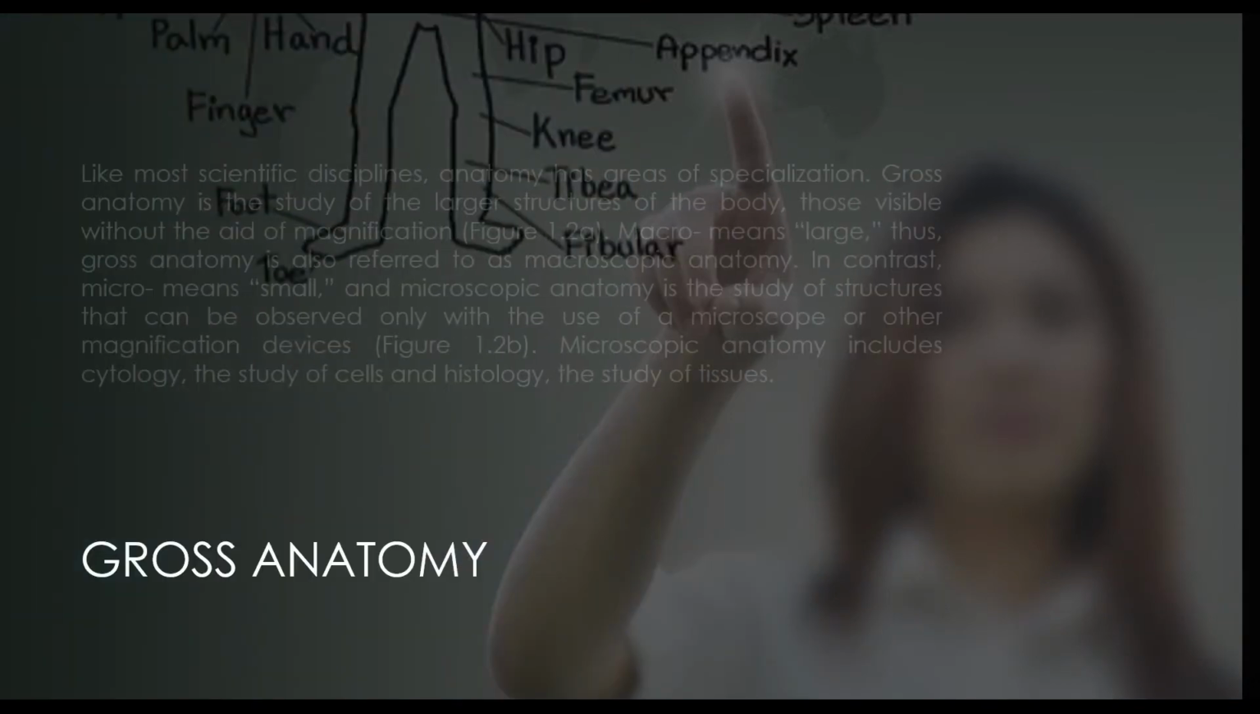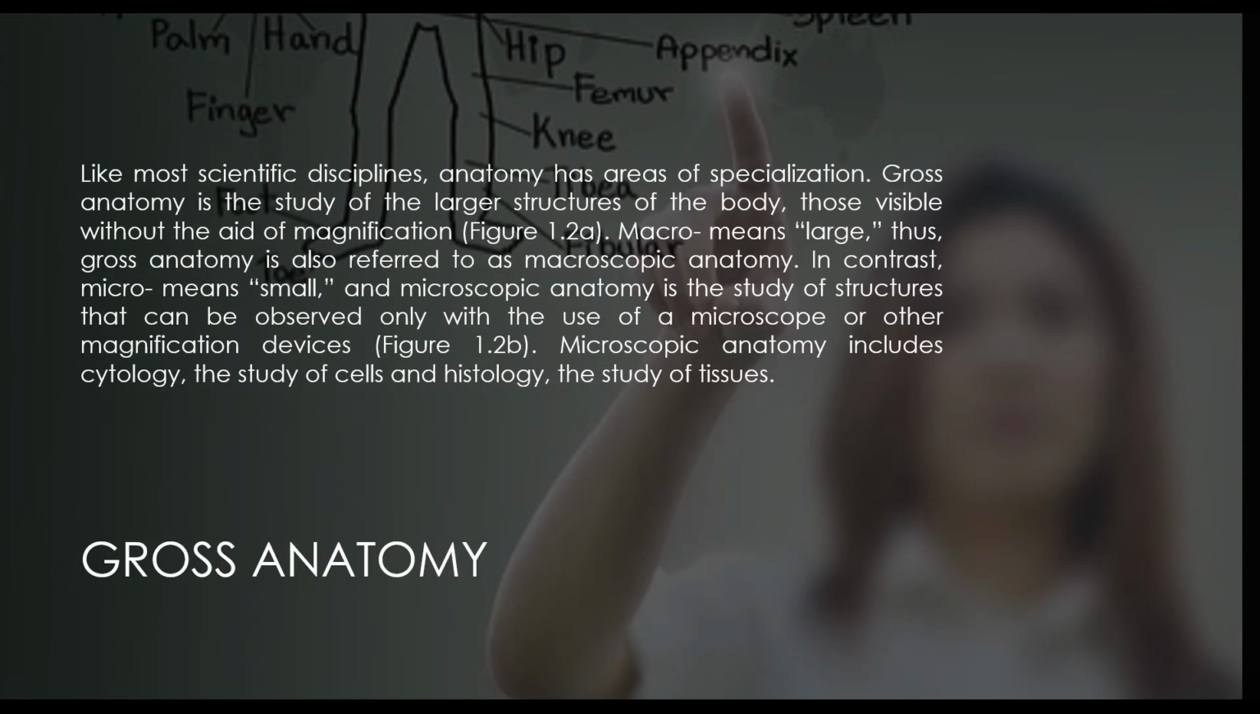Gross anatomy. Like most scientific disciplines, anatomy has areas of specialization. Gross anatomy is the study of the larger structures of the body, those visible without the aid of magnification, figure 1.2a. Macro means large, thus, gross anatomy is also referred to as macroscopic anatomy. In contrast, micro means small, and microscopic anatomy is the study of structures that can be observed only with the use of a microscope or other magnification devices, figure 1.2b.